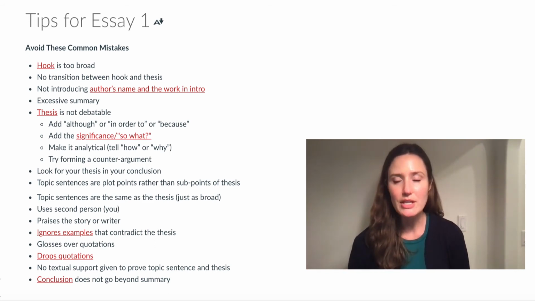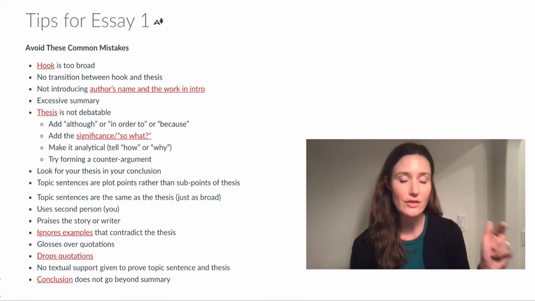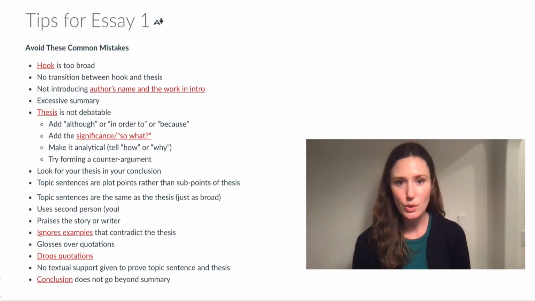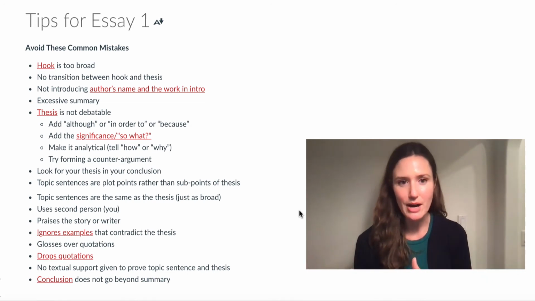And then make sure you put the title of the short story, like "Bloodchild" or "Hills Like White Elephants," in quotation marks. Not italics, that's for novels or longer works. Short stories go in quotation marks. Avoid excessive summary. Like I said, a very short summary is okay. If it's a sentence, that's fine, but there's no reason to summarize the entire story. You can assume that the average reader would be able to read the story himself or herself, and I'm reading your essay, so I've read the story, no need to summarize.